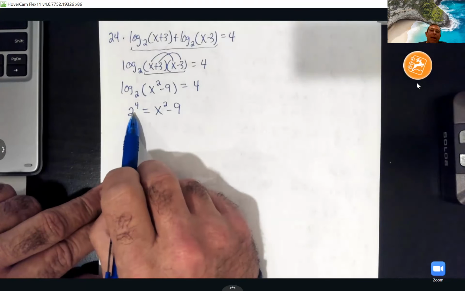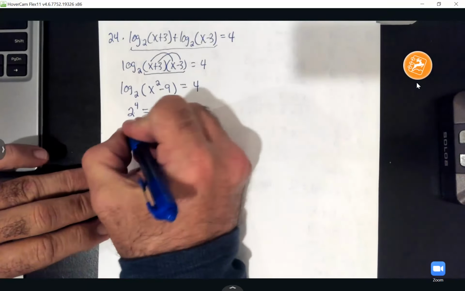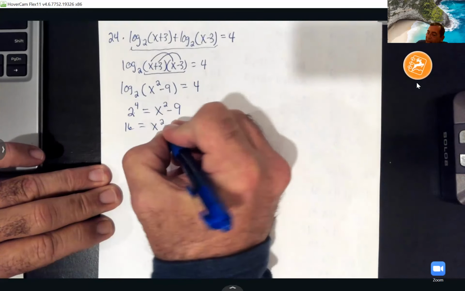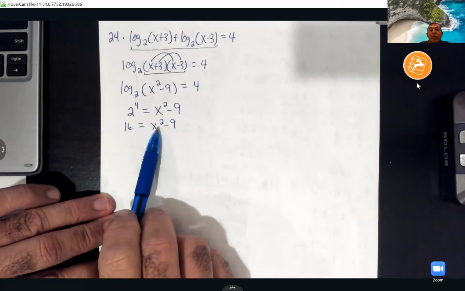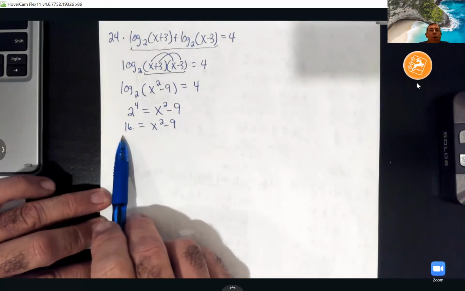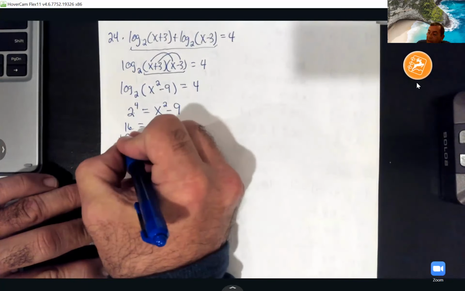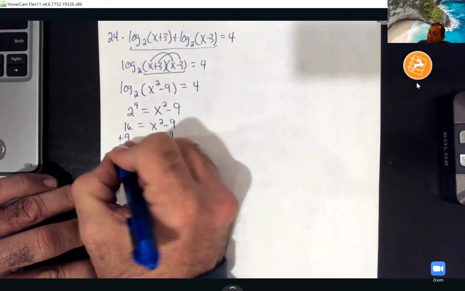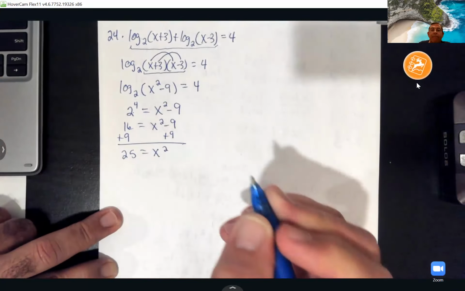All right, y'all, so let's multiply that 2 times itself 4 times. So it's that 2 times 2 is 4, times 2 is 8, times 2 is 16. 16 equals x squared minus 9. Now, y'all, I'm going to tell you the truth on this one. The easiest thing to do on 24 would be to move all the numbers over here and do a square root to it. So to do that, we're going to add 9 to both sides. And I get 25 equals my x squared.